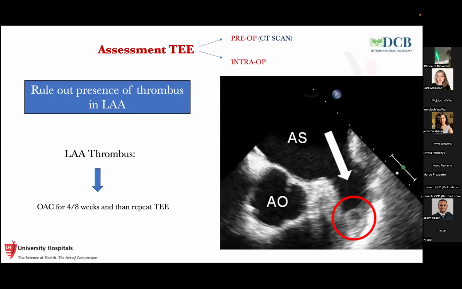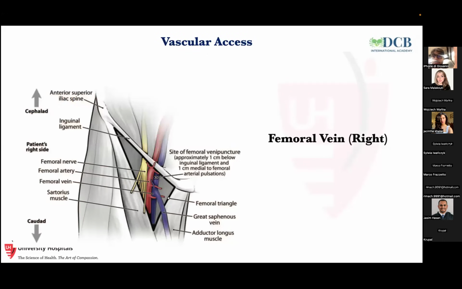At this point, we assess the LAA and rule out the presence of thrombus. If there is a thrombus, we cannot perform the procedure in general. We prescribe anticoagulant therapy for 4 or 8 weeks, and then we repeat an imaging procedure such as the TEE to evaluate the presence or not of the thrombus. But we do the procedure in this case.